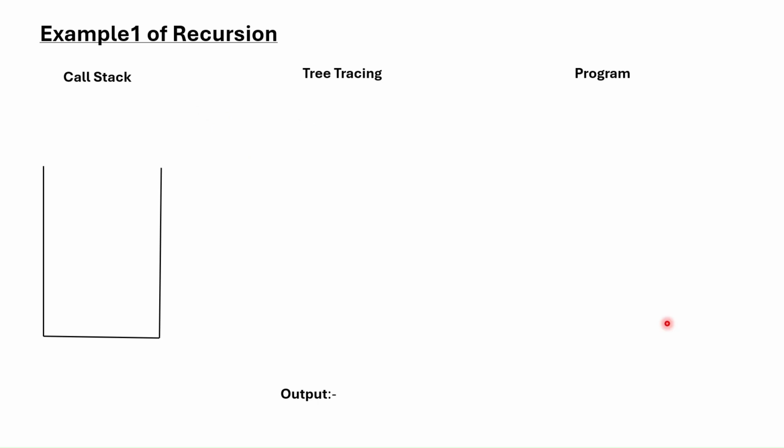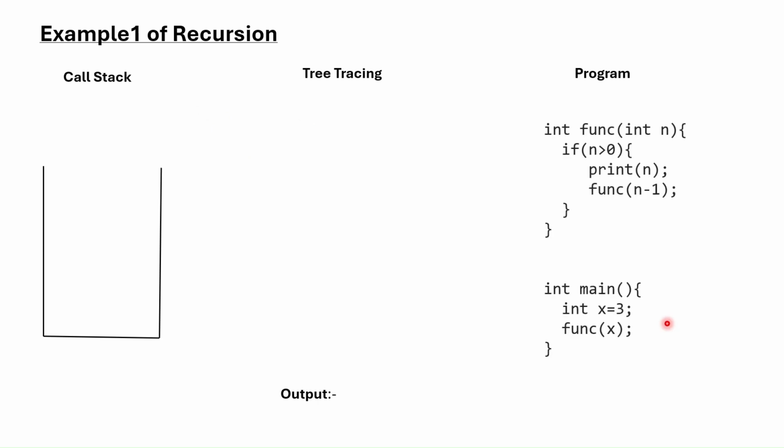Let us look at an example of recursion. In this example, I'll be telling you the tree tracing of this example. So what is a tree tracing? The tree tracing helps us to visualize the recursion. By using this tree tracing, you can understand how all the function calls are made during the recursion. So let's begin executing our program.